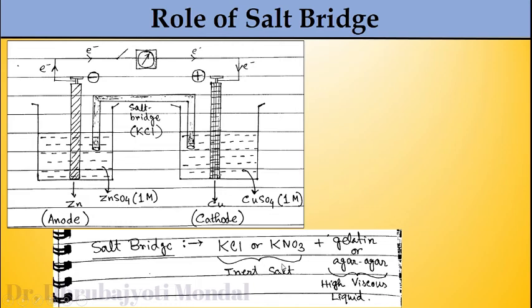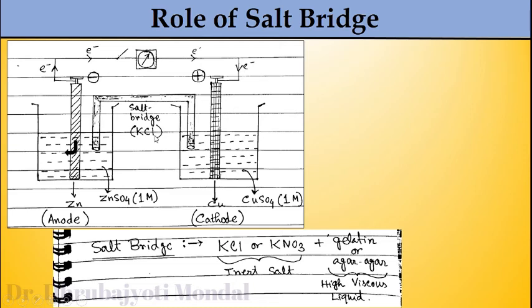The question is why such an inert salt is used here. Why is another type of electrolyte not used in the salt bridge? Because, first, electrolytes like KCl or KNO3 are inert salts, and second, the mobility of K plus is equal to the mobility of Cl minus, or the mobility of K plus is equal to the mobility of NO3 minus. That's why this type of electrolyte is used in the salt bridge.